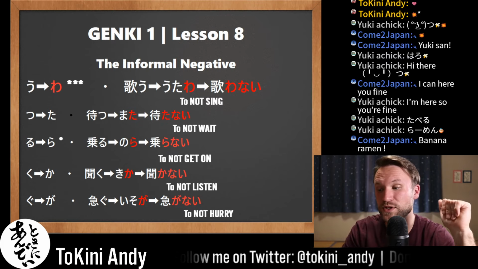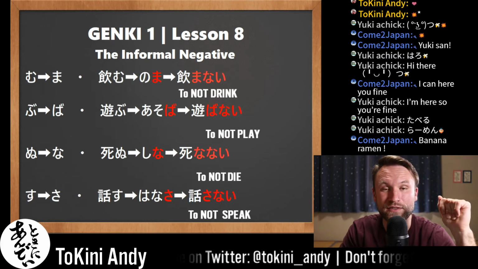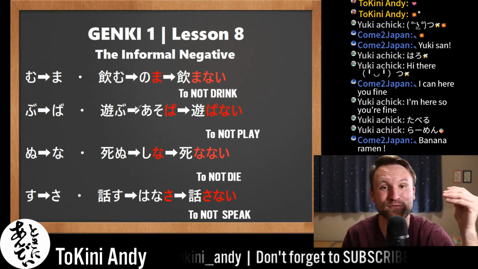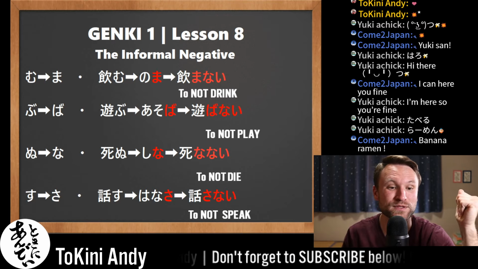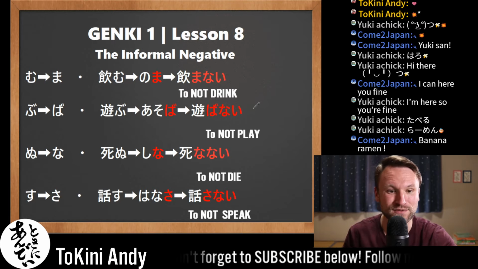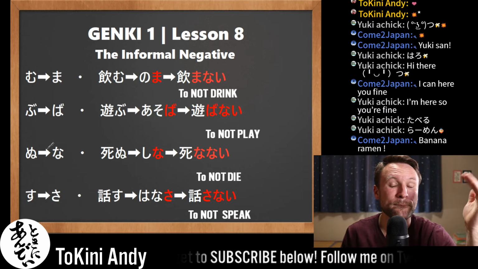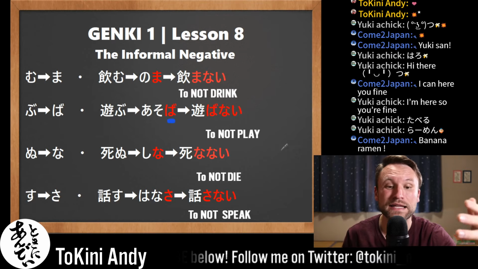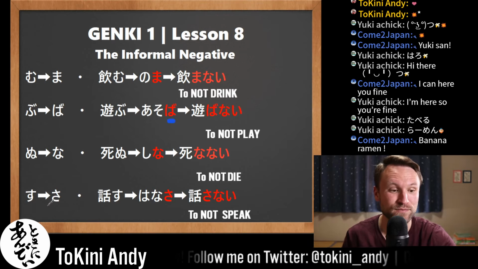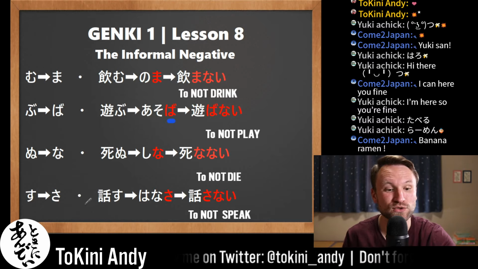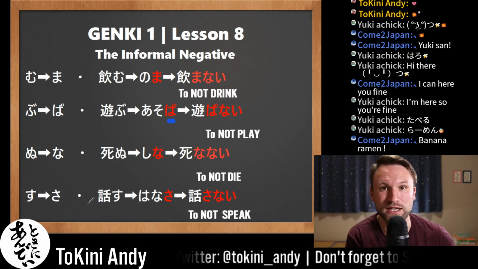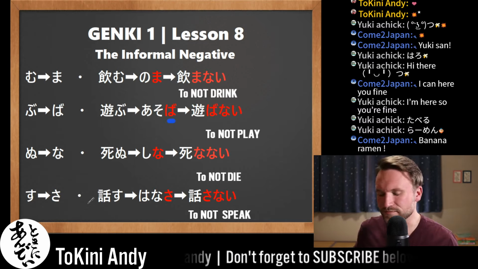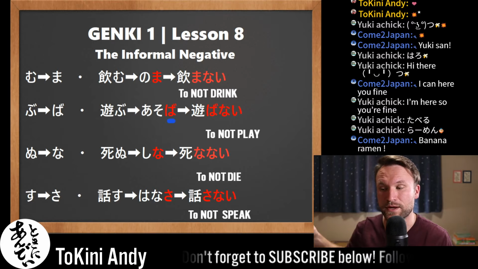Right? So pretty straightforward. We continue on with the others, and we just saw yomu, which ended in mu. So mu becomes ma. That's the same for nomu, which is to drink. Nomu becomes nomanai, to not drink. Bu becomes ba. So asobu, which is to play, becomes asobanai, to not play. Nu becomes na. There's only two nu verbs in the entire Japanese language. Those are shinu and inu. Both mean to die. Sorry. But inu is never used in modern Japanese.